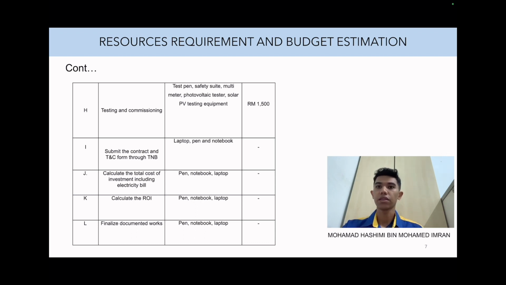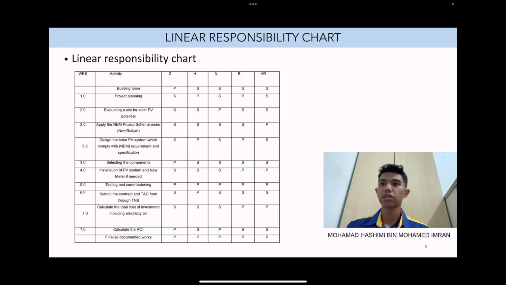Okay, next is the linear responsibility chart. This is the linear responsibility chart, the activity. So we can see that Z stands for ZAKWAN, H stands for Hashimi, N stands for NAZHAN, B stands for Bukhari, HR stands for HAFIZURRAHMAN.